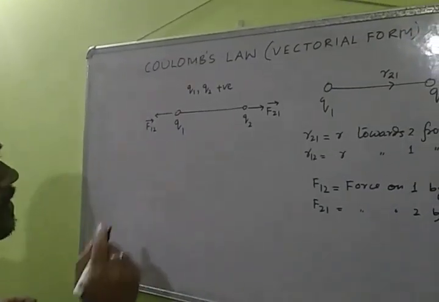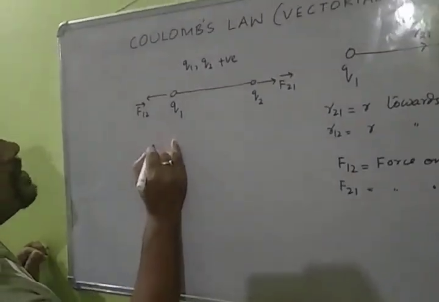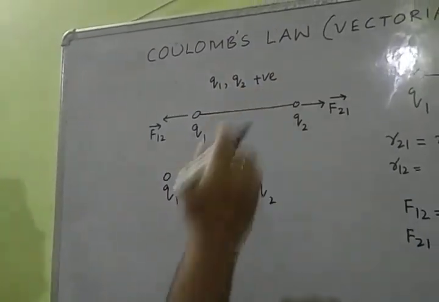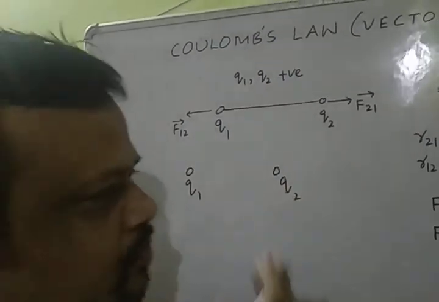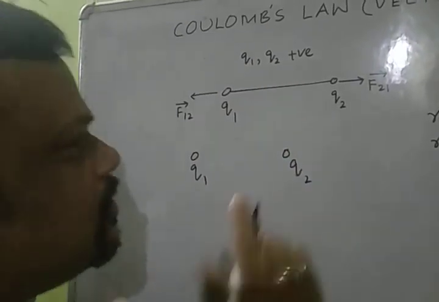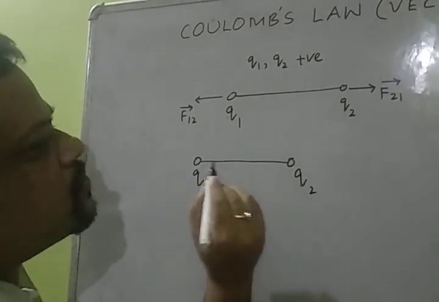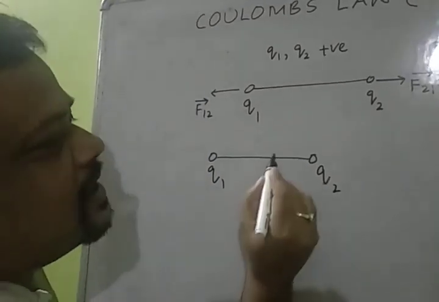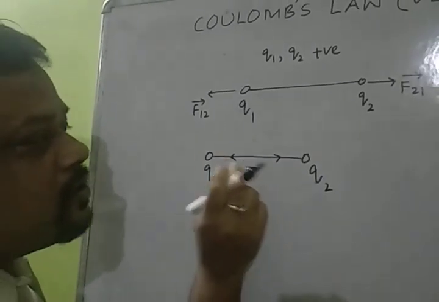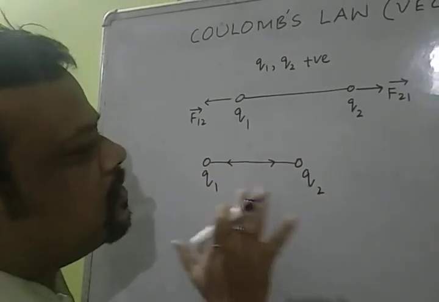See, first of all, the normal question is: we have two charges. Suppose this is Q1 and this is Q2. And what Coulomb has stated is that there is a force between them. What is the location of the force? The location of the force is the line joining the two charges. So the Coulomb's force or electrostatic force is either along this or this. So the location of the electrostatic force is along the line connecting both the charges.